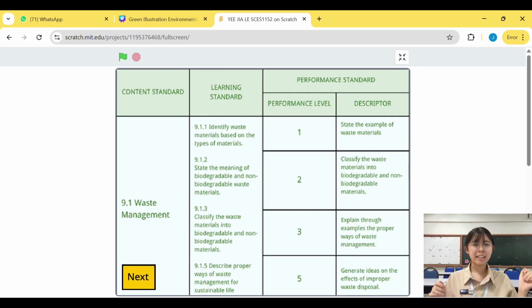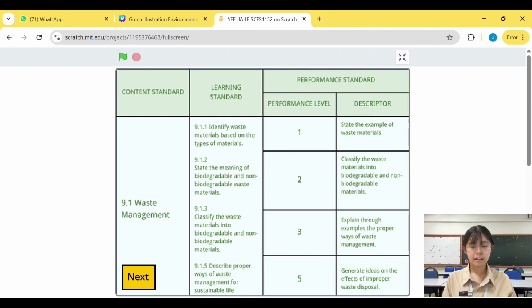But before we explore, I need to explain how to play this Scratch project. This Scratch project includes 3 types of learning methods: quiz, lessons, and games. All the buttons that appear on the screen are clickable. When we first enter the page, we will see the learning standard, which shows what we will be learning.